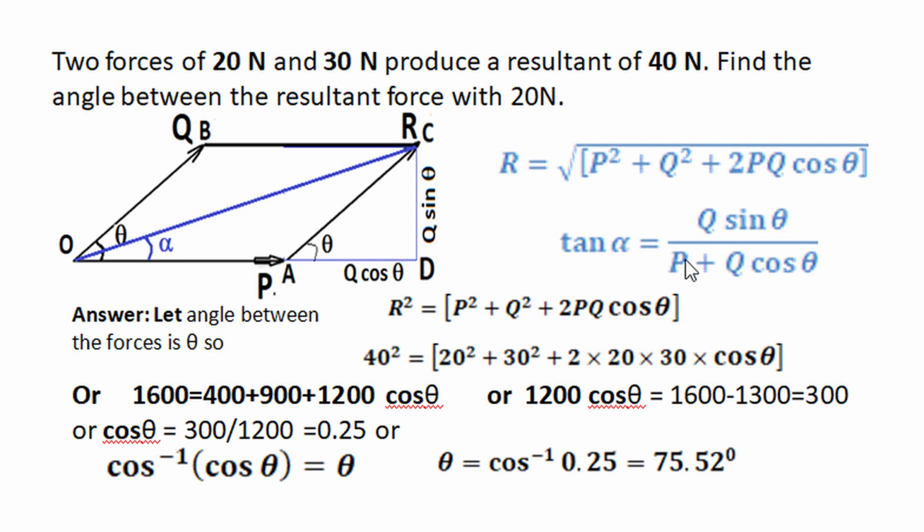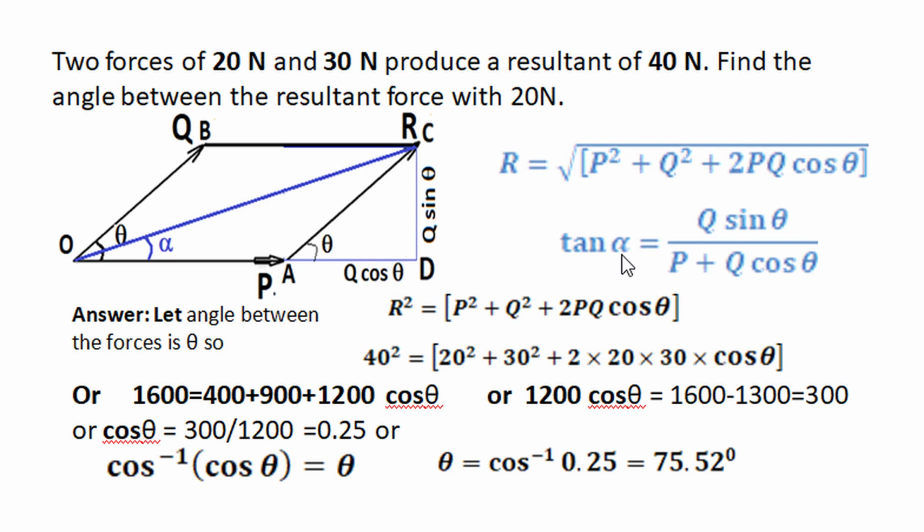Now here in these two relations we got 5 unknowns: p, q, r are 3 magnitudes, angle between two vectors theta, and angle resultant makes with p alpha. So in fact we have 5 unknowns, 2 relations. From 2 relations we can find out 2 unknowns. So if we have given any 3 quantities out of these 5, p, q, r, theta and alpha, we can find out other 2.